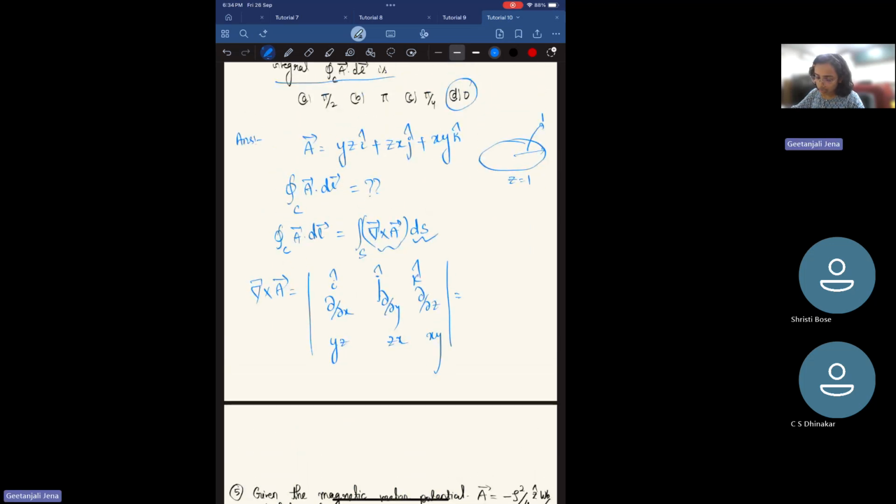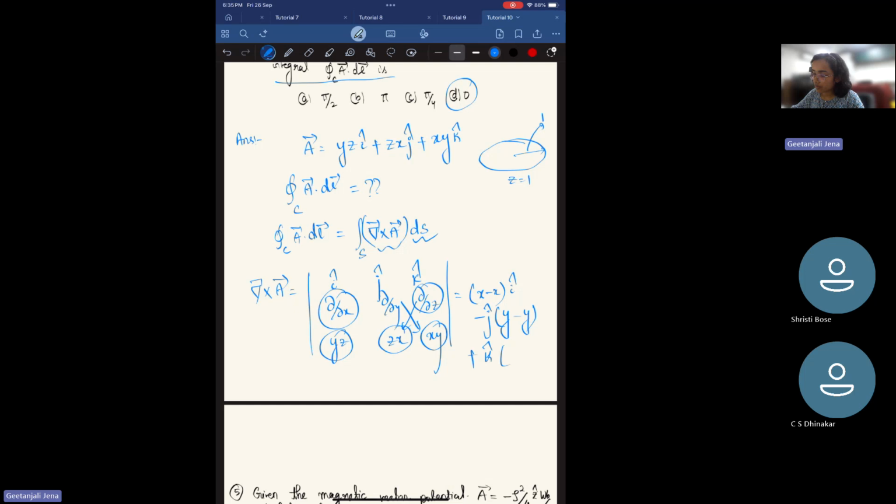So this will give x. So dy by this will give x. This will give also x i cap minus j cap. Y part, this will give y, and this one will give also y plus k cap.